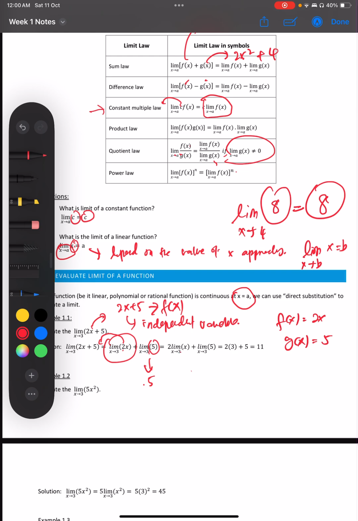And x approaching 3. So limit x approaching 3, and this is continuous at x equivalent to a. So you replace the x here with the limit, x approaching 3, you replace it with 3. So 2 times 3, you get 6. And this one is the constant limit. You will get back the number. 6 plus 5 will get 11. All right.